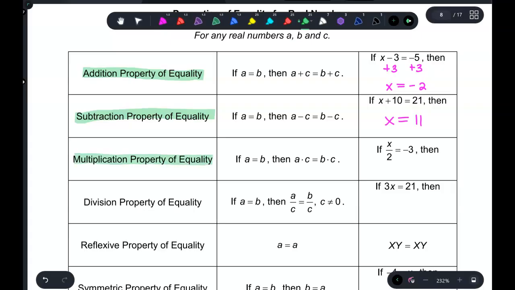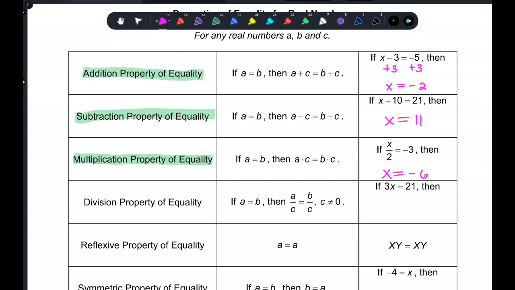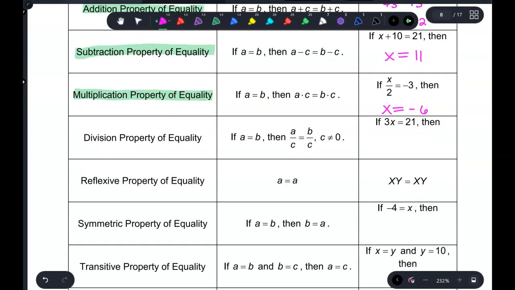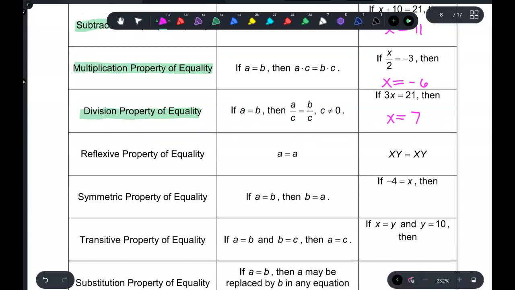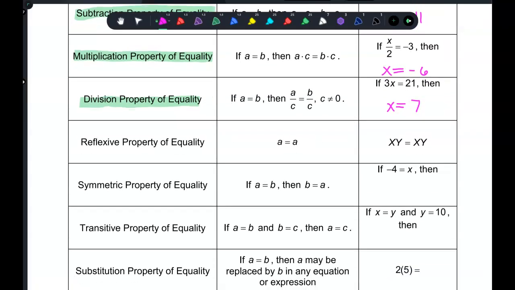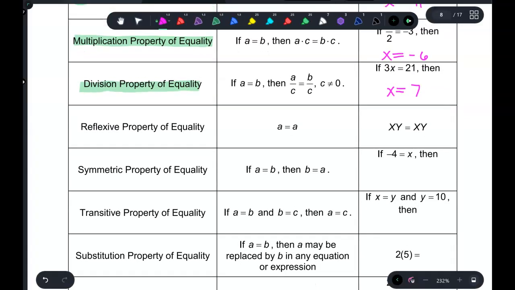Okay, multiplication property of equality. So how would I isolate the variable here? We have to multiply by 2, so x equals negative 6. Division property of equality. So if 3x equals 21, then x equals 7. Okay, hopefully we all know those. Those are the easy ones.